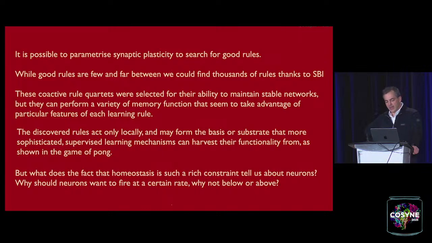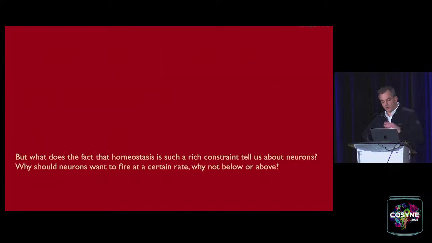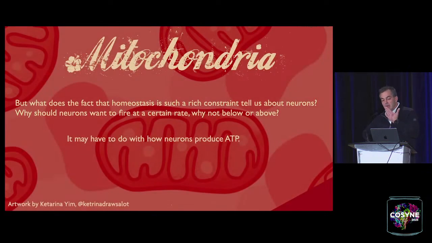But what does this fact, that homeostasis is such a rich constraint, tell us about neurons? Why should neurons want to fire at a certain rate? Why would they want to have their environment stable? Why not below or above? And that's what I'm going to talk about for the second part. And there we're diving far away from neural populations, and we're going to focus on a single cell, really, and then later come back to the network.